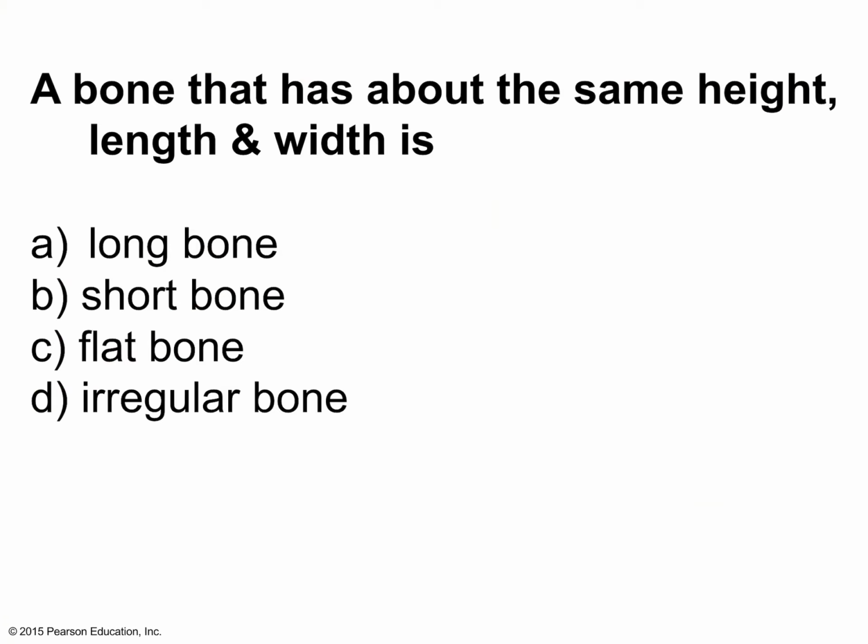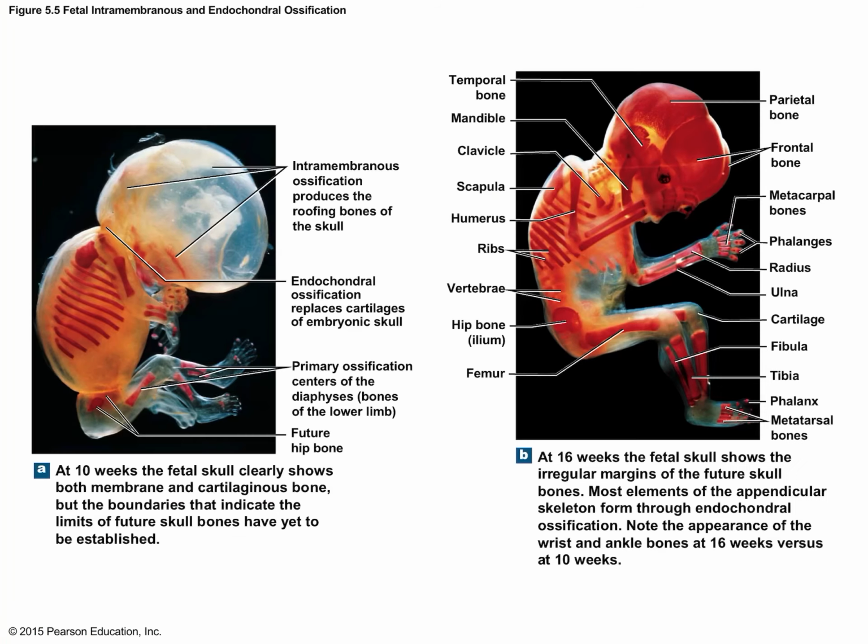So first question for you: a bone that has about the same height, length, and width is? You should answer B, short bone. And then here's our picture of some fetuses. So you should know that under growth and remodeling, your bones are constantly remodeling throughout life. It's not like you put up a scaffolding and there it is, it doesn't change. It's constantly in flux, dealing with whether you're putting stress on your bones, if you're getting enough calcium, what's going on with your health, your hormones.